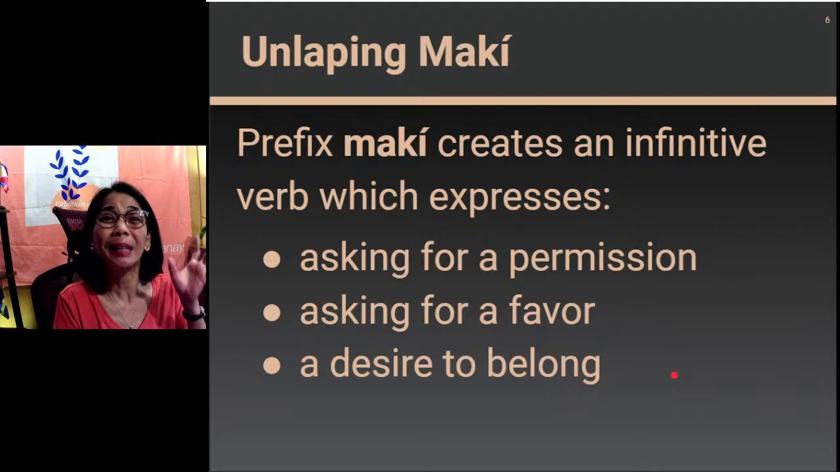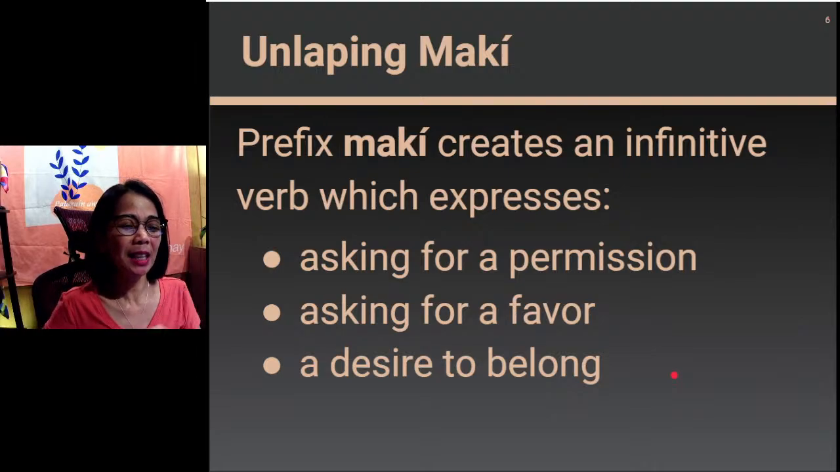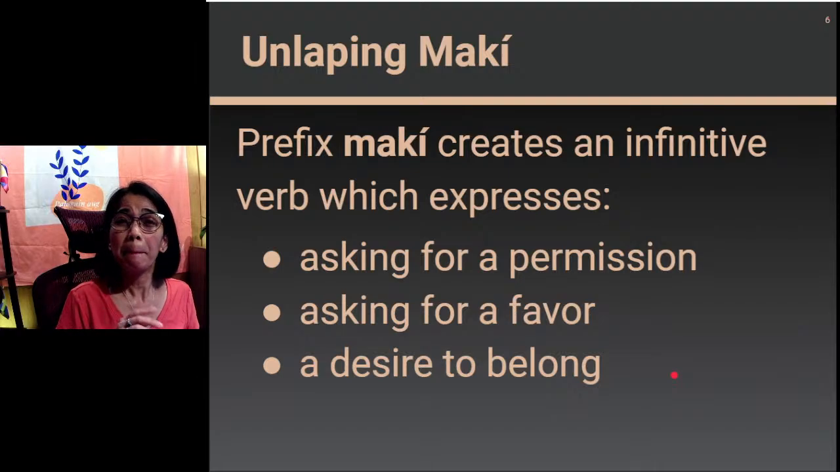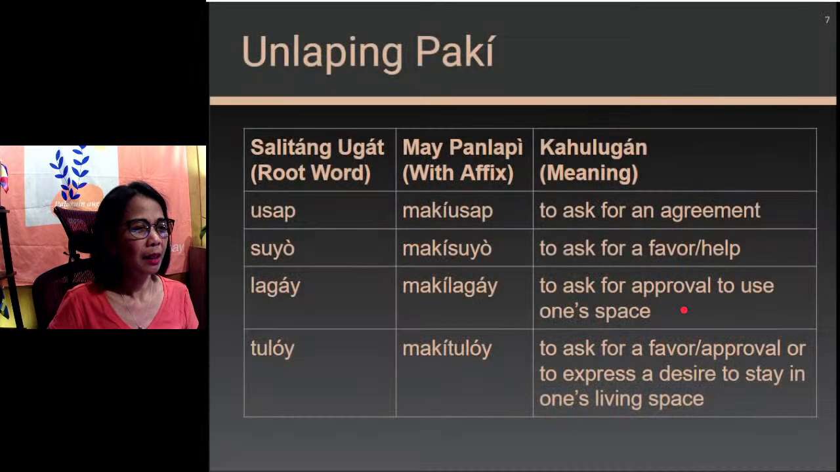But there is please. This time it sounds like, if possible, please give me a favor. If possible, give me a permission. If possible, I wish to belong. So that is what it means by maki. Let's have examples, root words, and how it's joined together with the prefix.